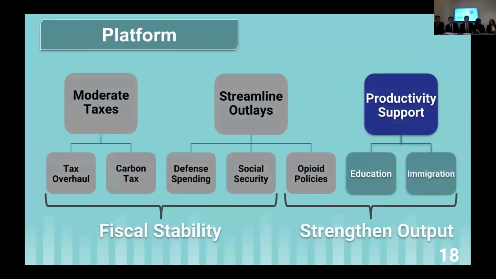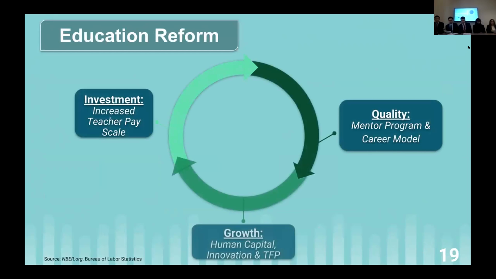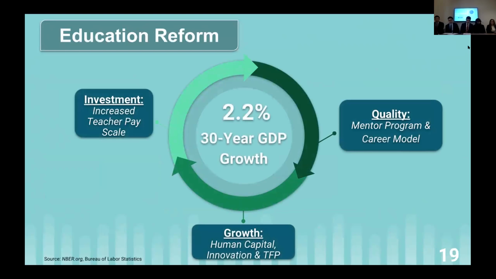Finally, we'll be moving on to our productivity support section. Our next policy is an investment in public education. We propose initiating bonuses from federal grants to create a more exaggerated pay scale for teachers and a 3-tiered career path. On average, the middle tier of K-12 teachers will receive a $5,000 annual bonus, and the top tier will receive a $12,500 bonus.